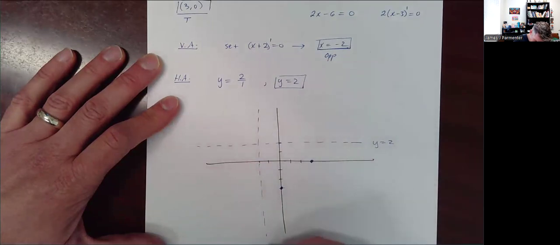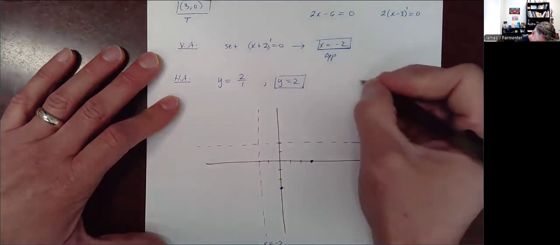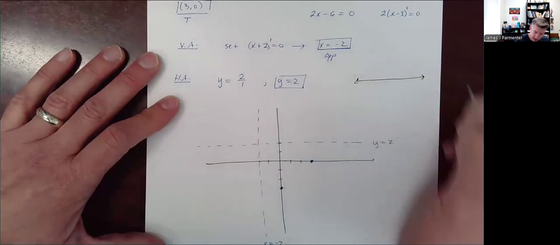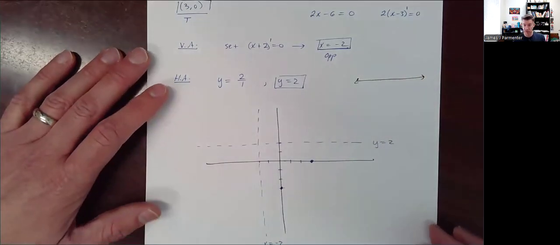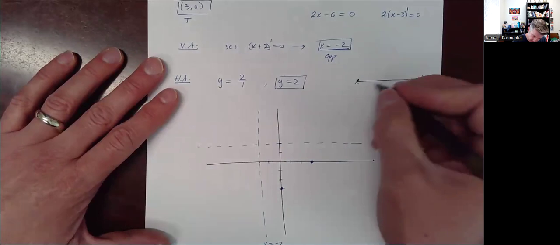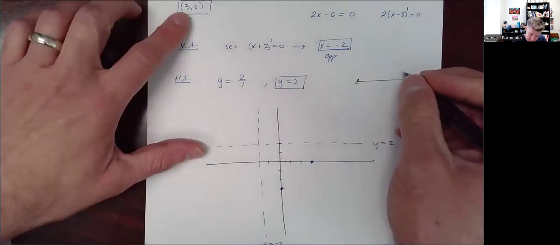I don't like to make a sign chart here, but you certainly can if you want to. I'll point out that if you made a sign chart, you're really only going to put the x things on your sign chart, so the x-intercept of +3 and your vertical asymptote of x equal to -2. Those are the places where the sign can change.